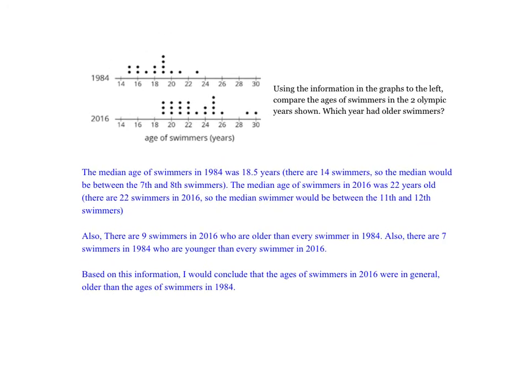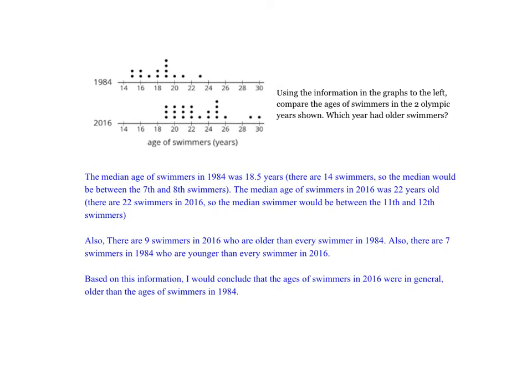So here's an example with the swimmers. These are the ages of swimmers in years and 2 Olympic years. Using the information in the graphs to the left, it says compare the ages of swimmers in the 2 Olympic years shown. Which year had older swimmers? So I already wrote this up a little bit.